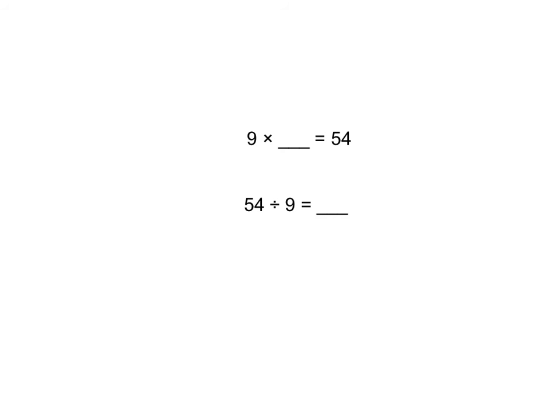9 times blank equals 54. Truthfully, this is one that I always get mixed up, but because I've done it so many times, I do know what it is. So you should have known right away that 9 times 6, or somewhat right away, is 54. So 54 divided by 9 is 6.